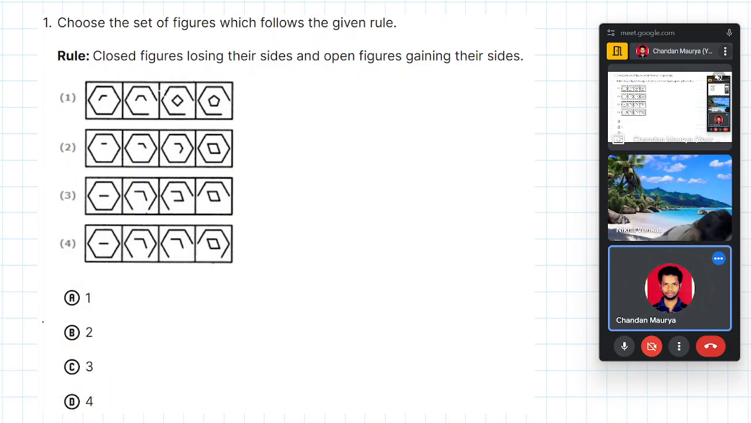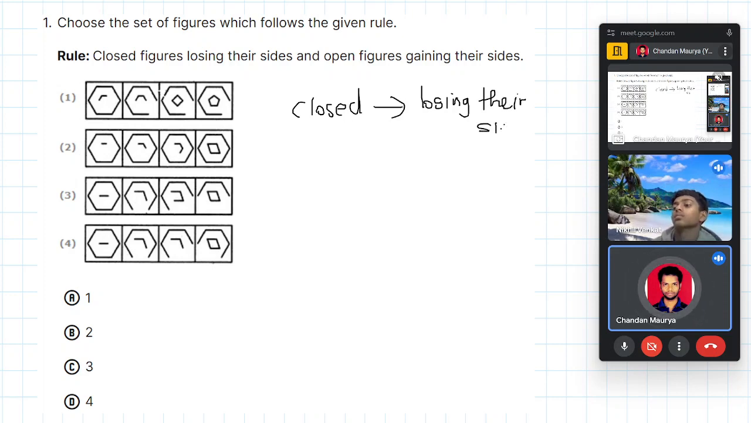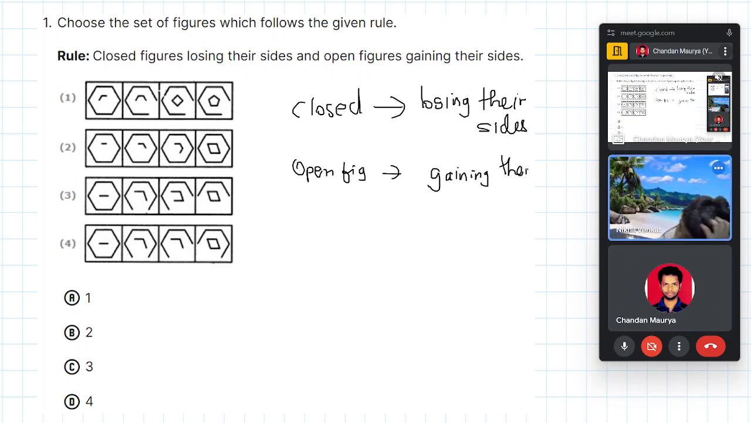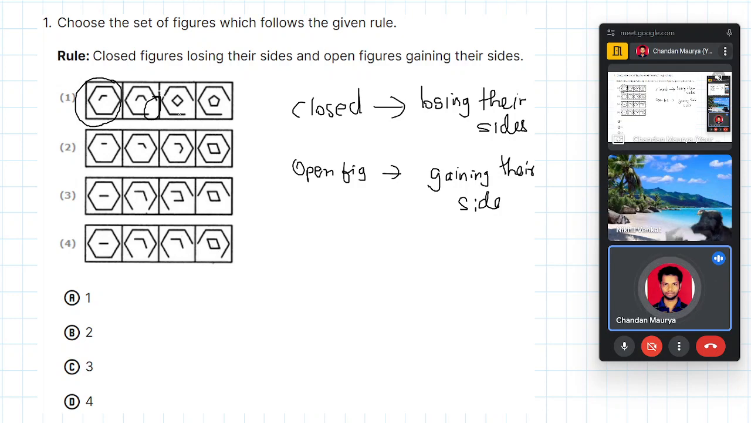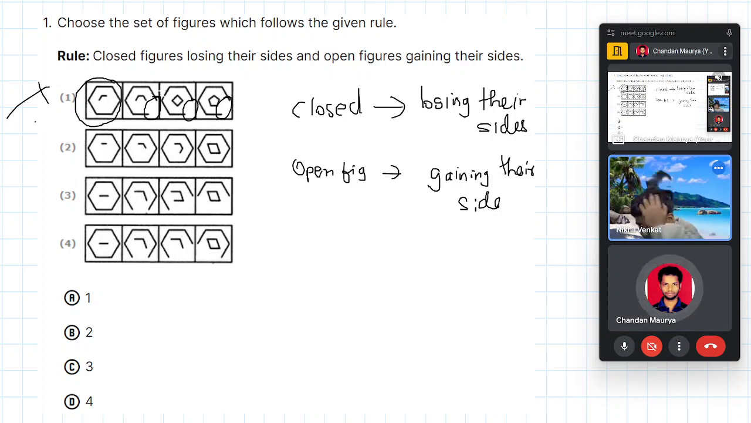What do you think? Closed ones losing their sides. Okay, if you try to understand the rule, closed ones are doing what? Losing their sides. Okay, and open figures are gaining their sides. So it's three, right? Did you find? This was closed, sir. This is losing the side. But this is the same, not losing a side. I don't think so. First one is correct.